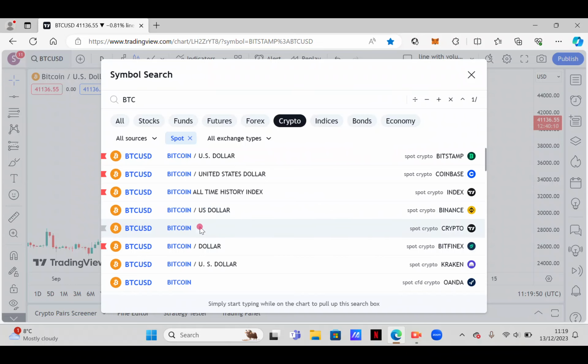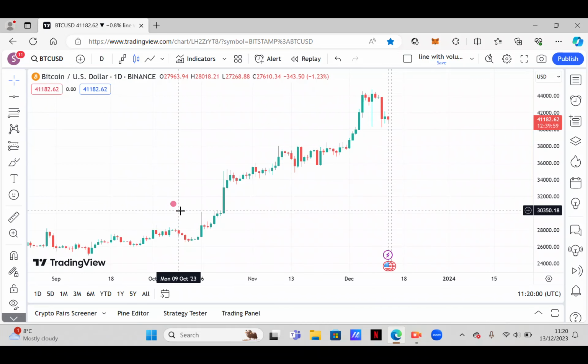I will use the Binance one, because the other ones I've used and there are drawings on them. This one is fresh, so you can use one for each purpose and do different drawings and so on.